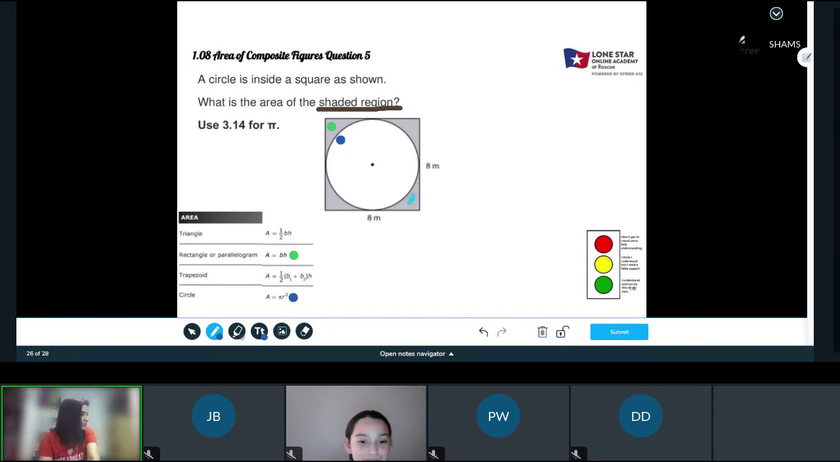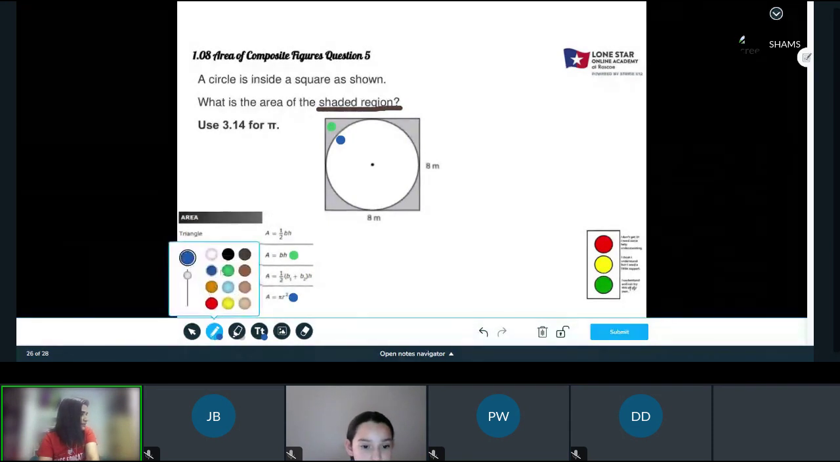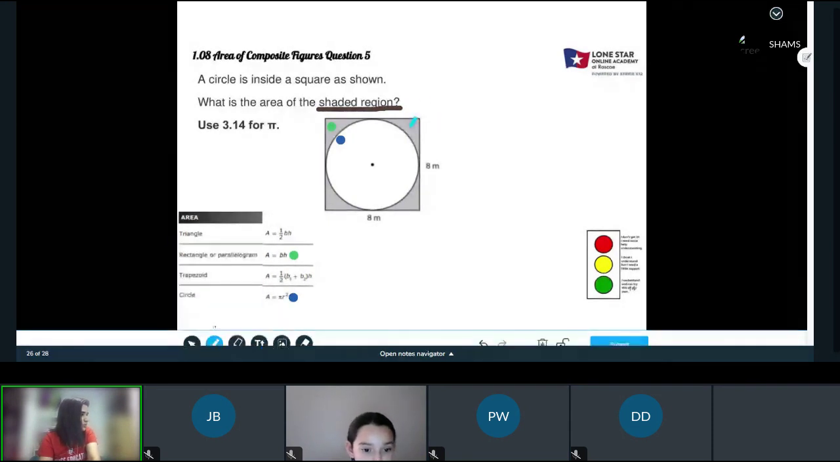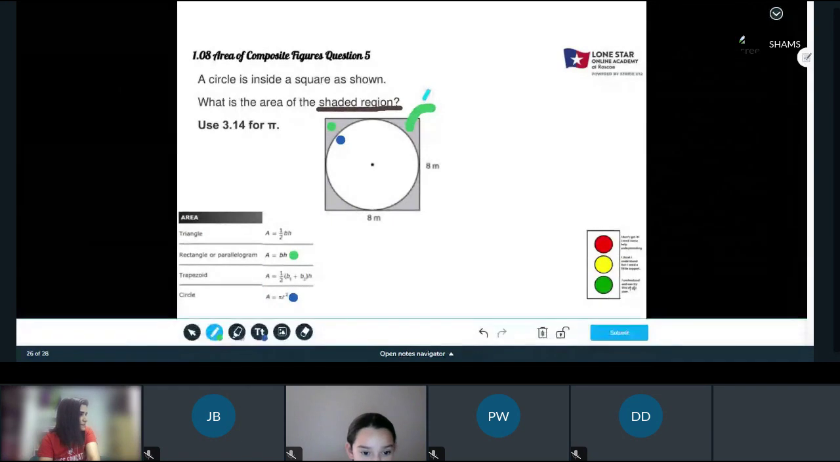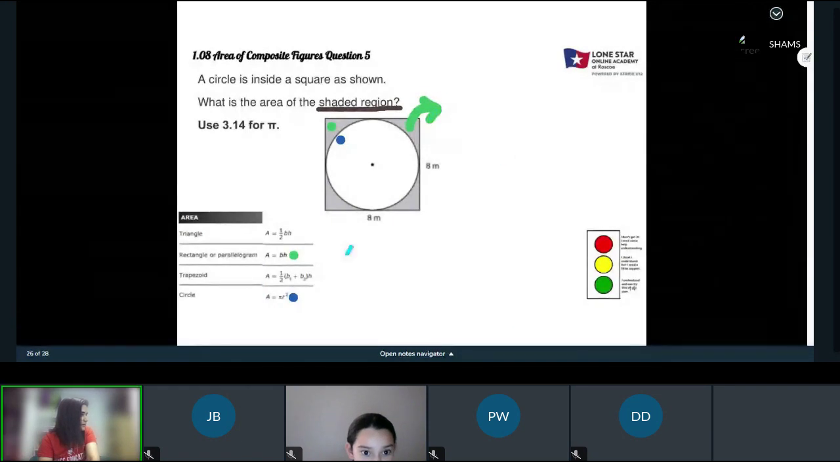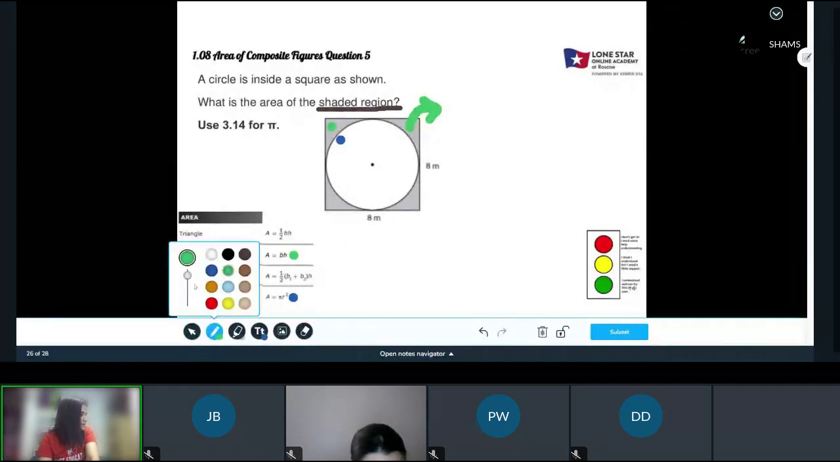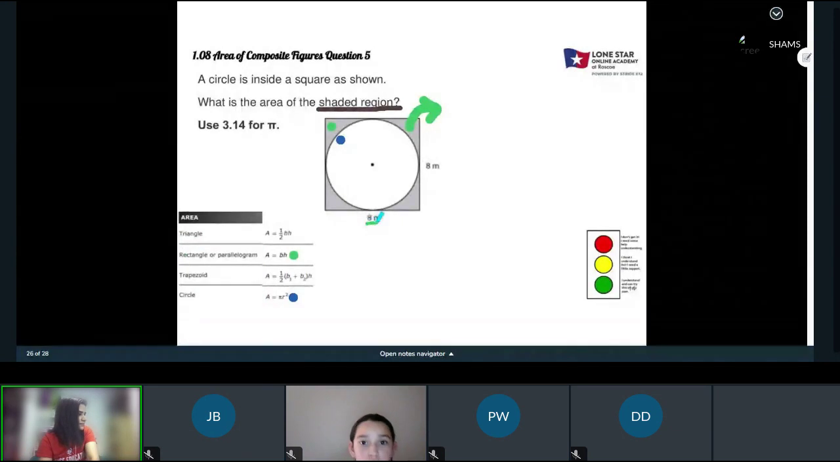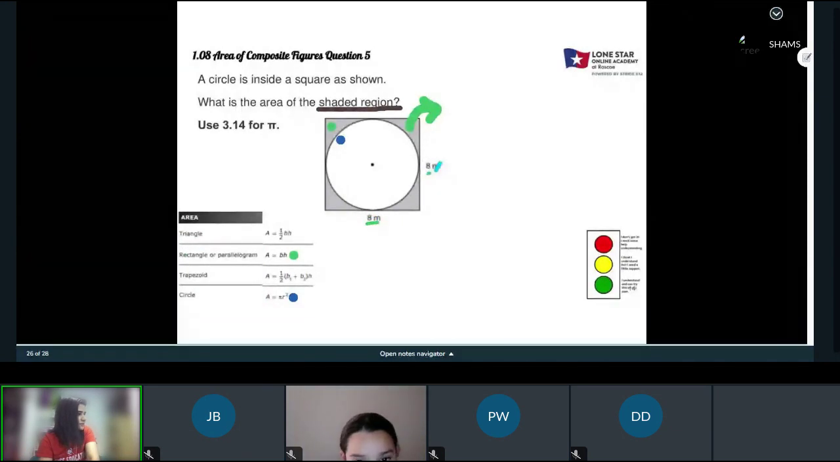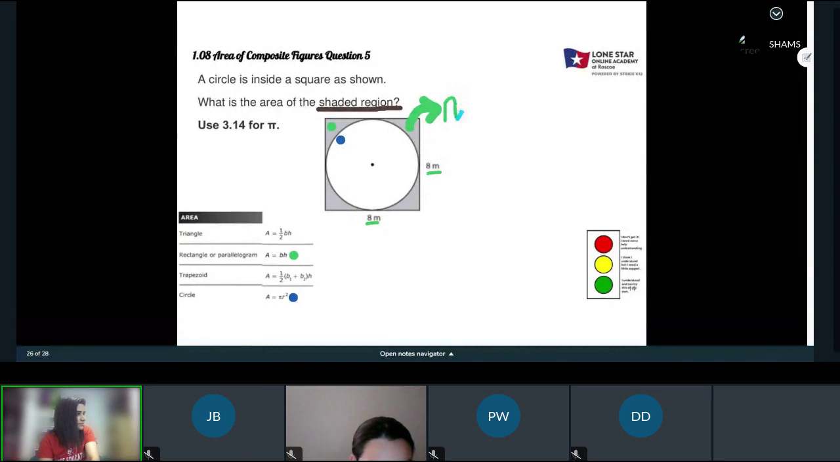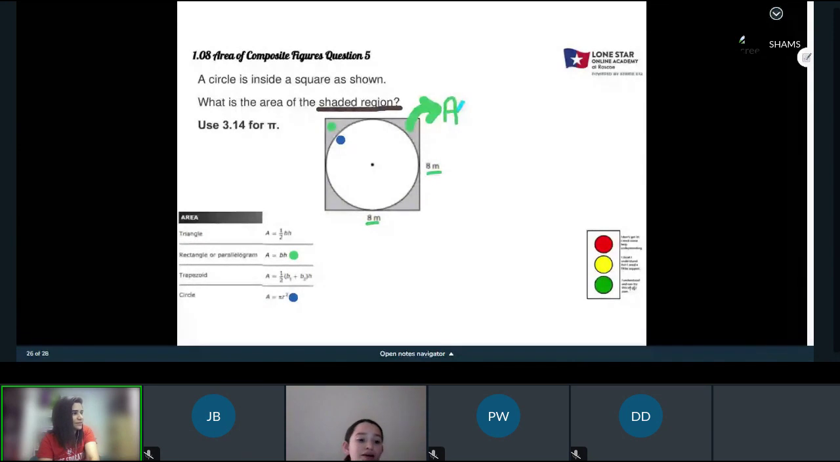Okay. So for my particular thing, I'm going to start finding the areas. So this box is a rectangle with a base of 8 and a height of 8. So I can find the area. Area equals base times height.